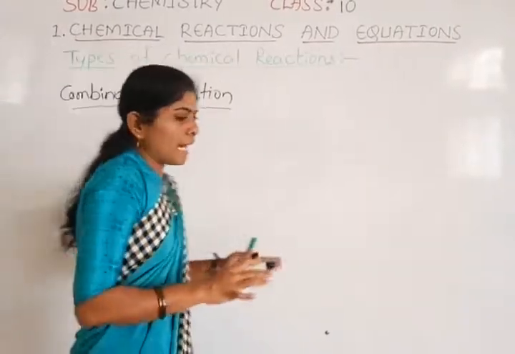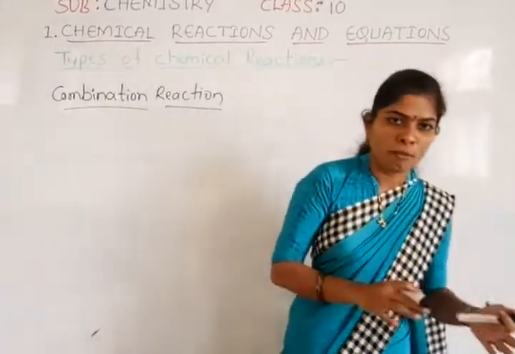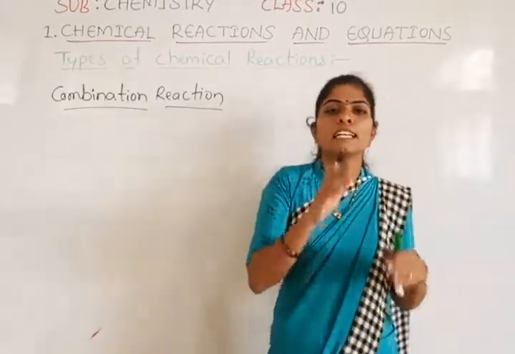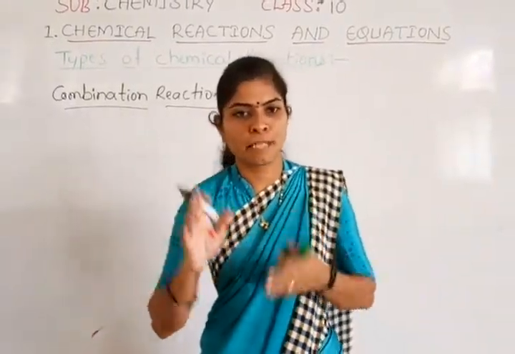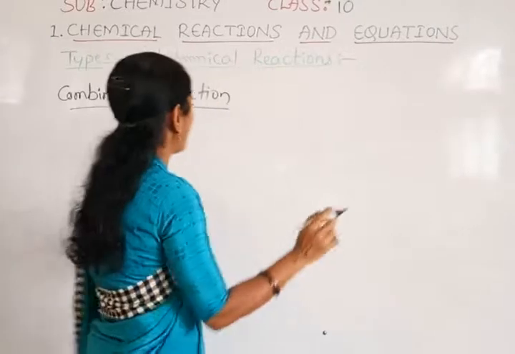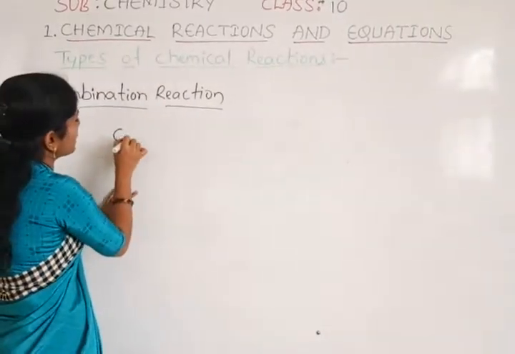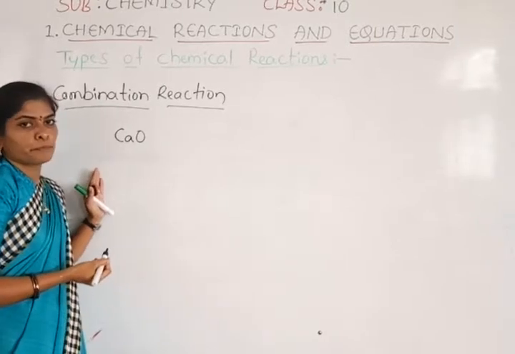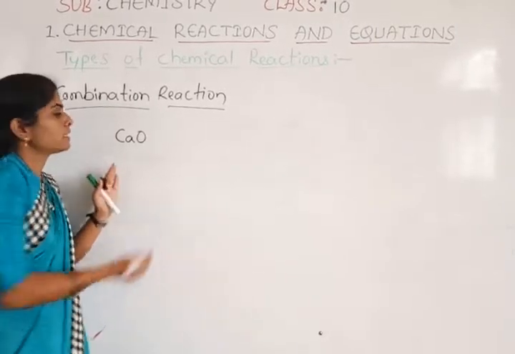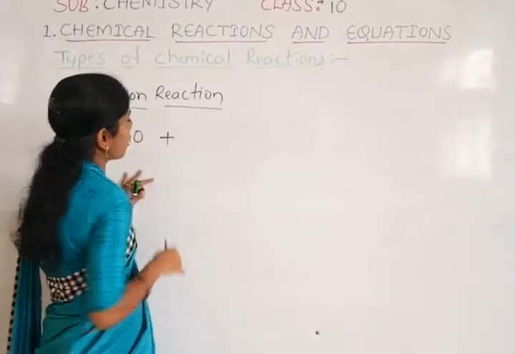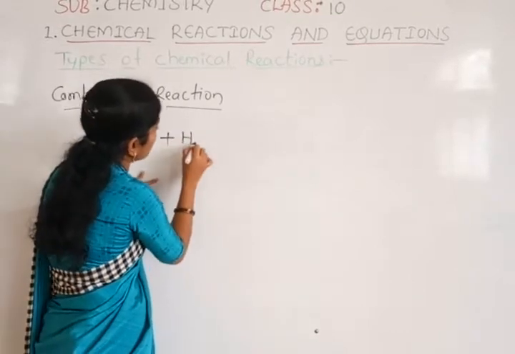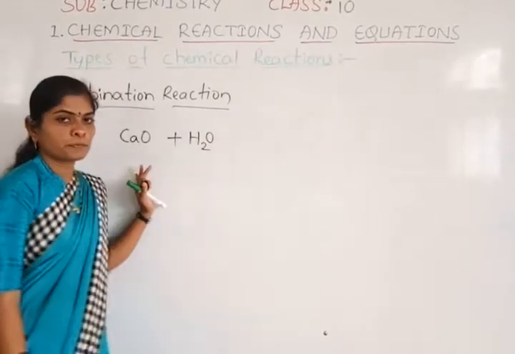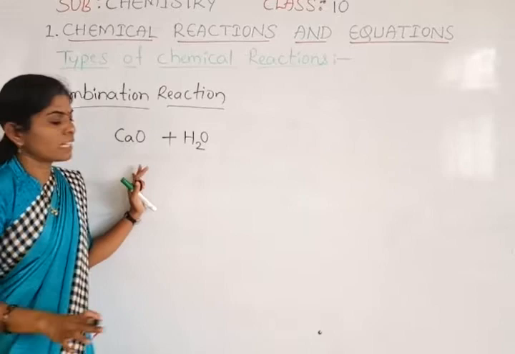So in that, when the single product has formed, with that the liberation of heat also takes place. For example, I will tell you, when calcium oxide, what is this? This is quicklime, sunna, what we call. So when this calcium oxide reacts vigorously with water, very fastly it will react.